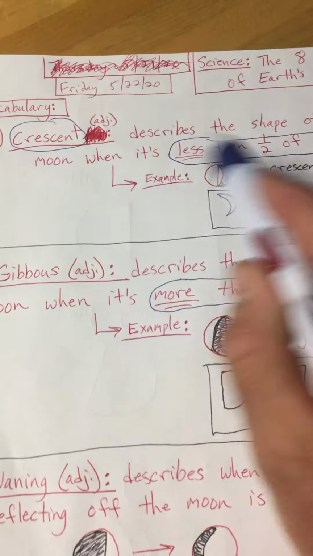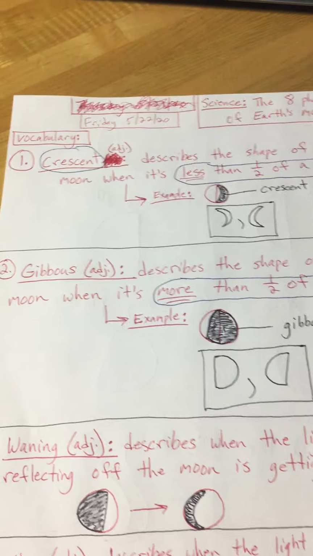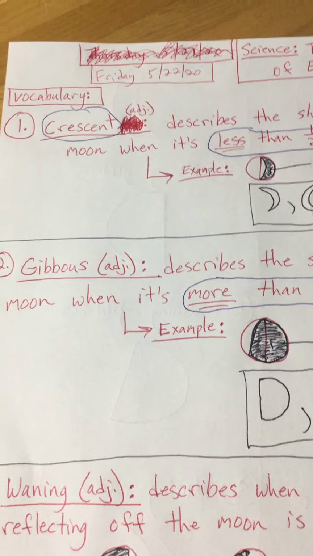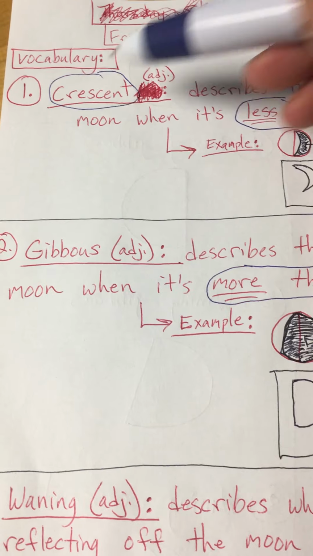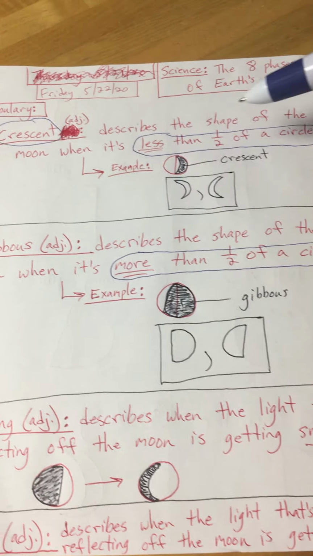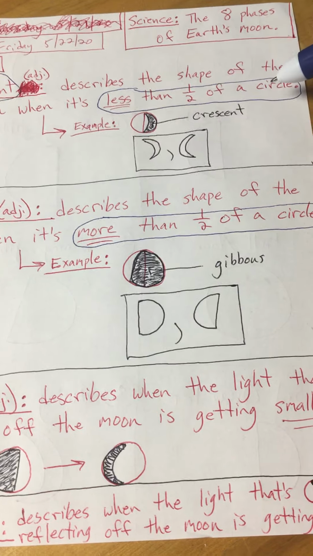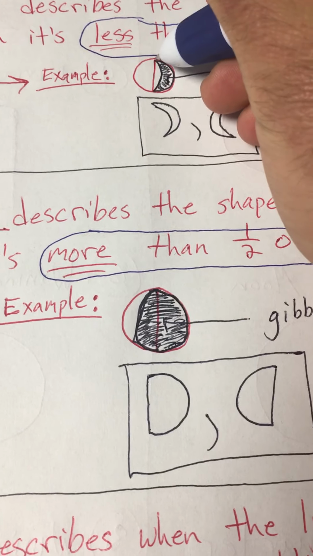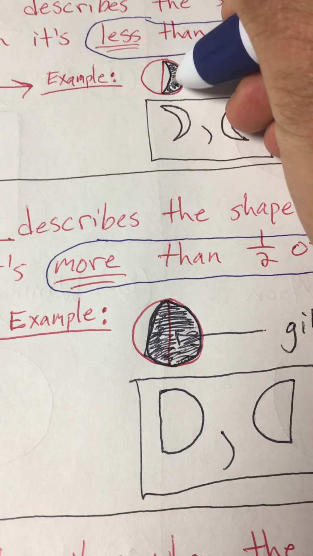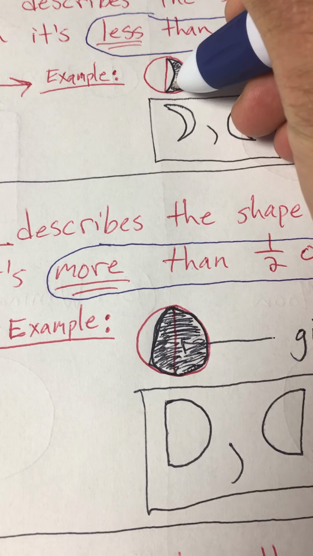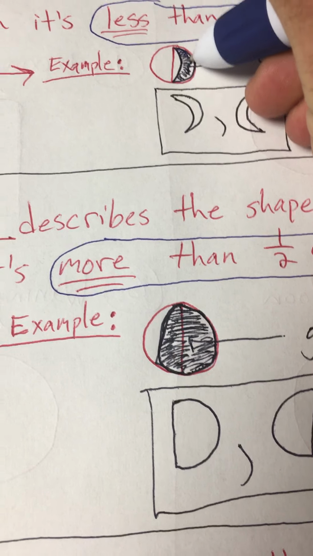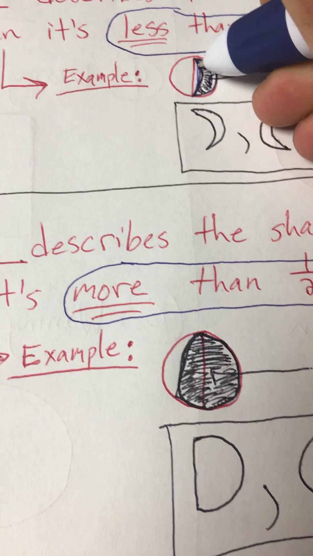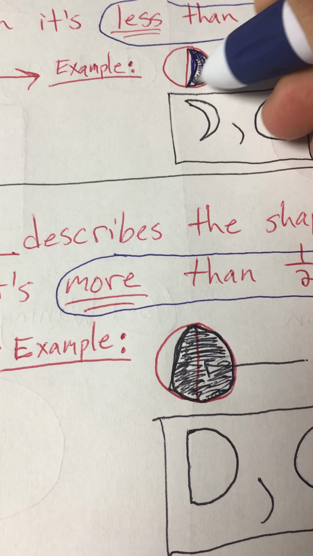All right, so number one. Crescent is an adjective. That means it describes something, and in this case, it's describing the moon, a crescent moon. So it describes the shape of the moon when it's less than half of a circle. So if this red is a circle, half of it is there. Notice how this crescent is less than half. It could be really, really small, like a sliver crescent, or it could even be a little bigger than this, but it has to be less than half of the circle. That is the definition of a crescent.